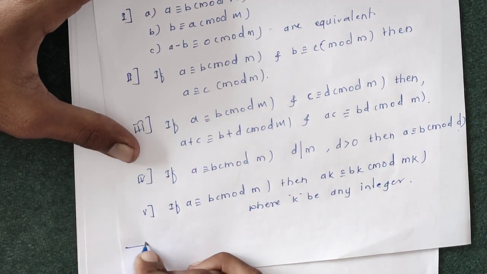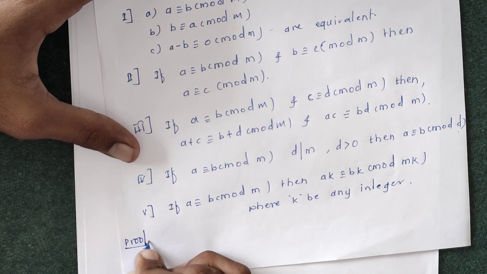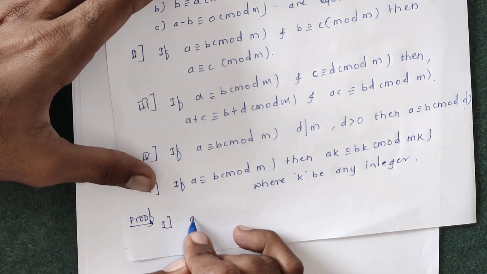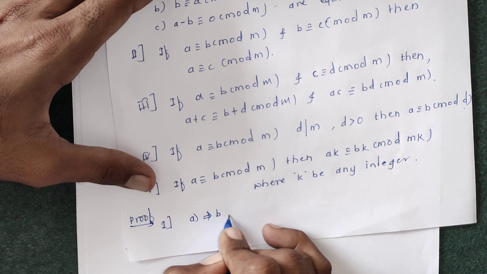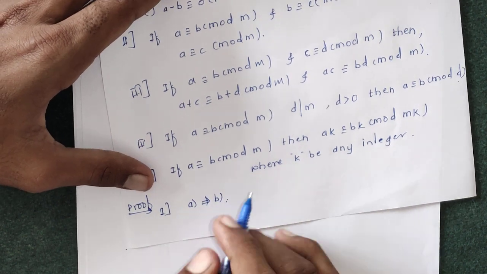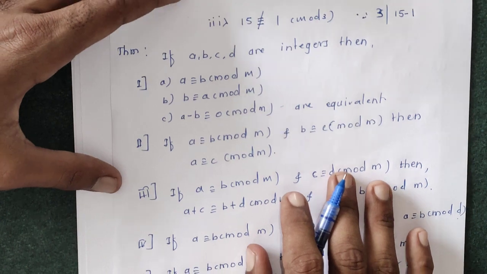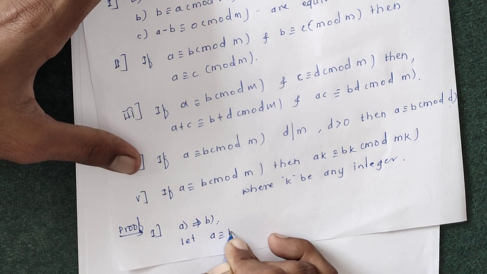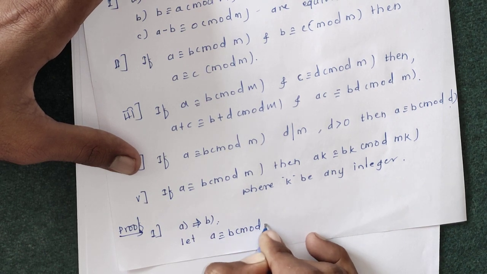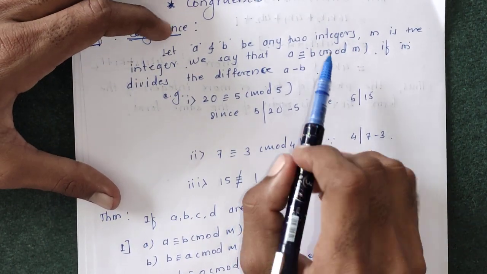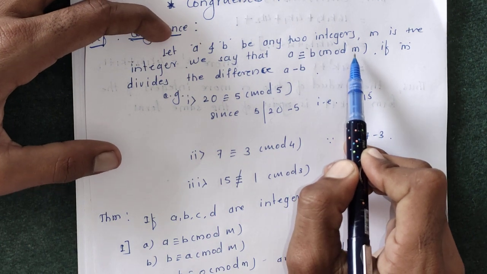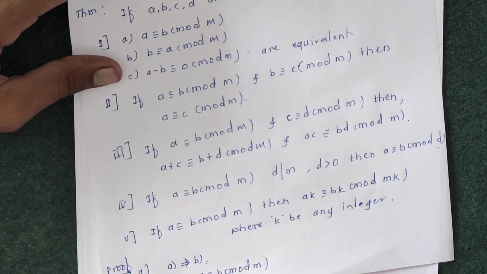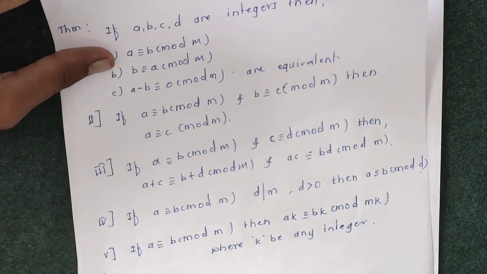So in the proof of the first, to prove the first, we are going to prove A implies B. Now consider A is congruent to B mod m. Let A be congruent to B mod m. We have seen the definition of congruence: we say that A is congruent to B mod m if m divides A minus B. Using this definition we can say that m divides A minus B.